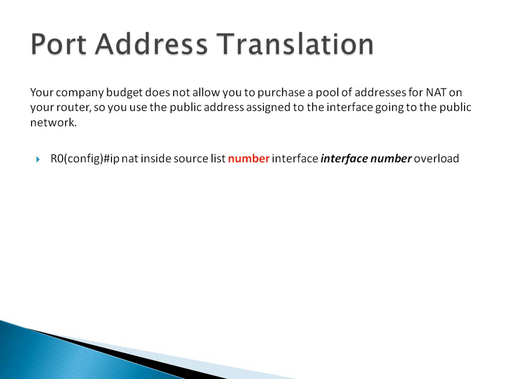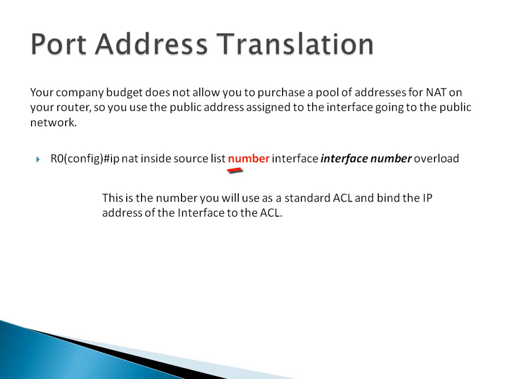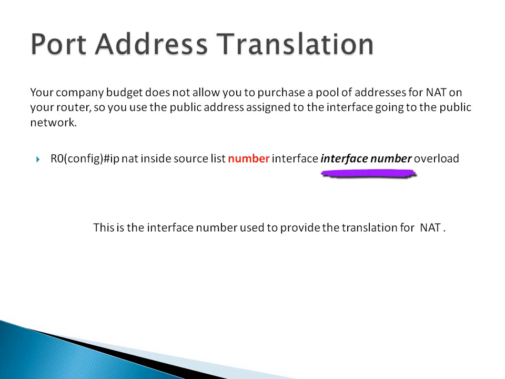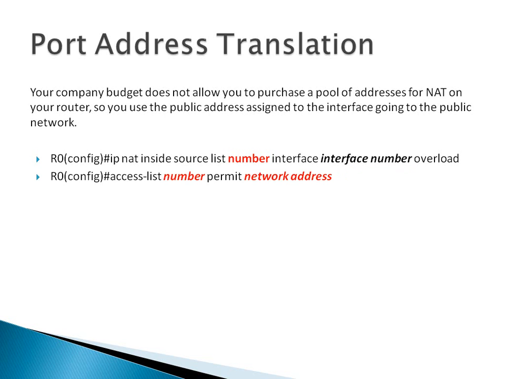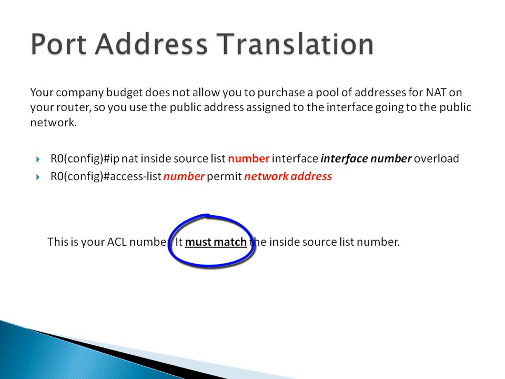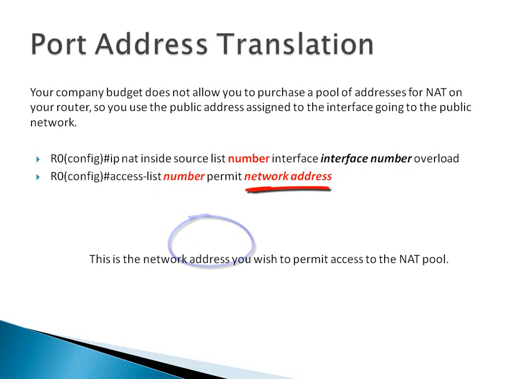This is the syntax. This is the number you'll use as a standard ACL and bind the IP address of the interface to the ACL. This is the interface number used to provide translation for NAT. Once again, access-list, number, the same number that you used in the previous statement, permit, the network address. The ACL number must match the inside source list number. The network address is the address of the network that you wish to access the NAT pool, or in this case, the one single address.